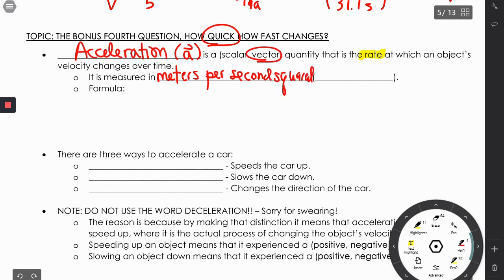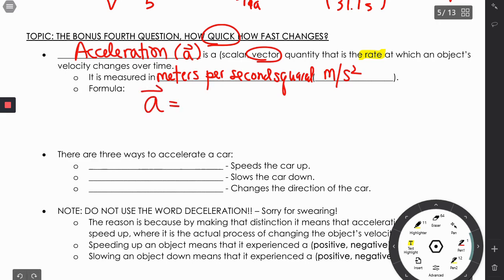All right, and what that means is that for every second of travel, they're gaining or losing 1 meter per second. So if I'm being accelerated at 10 meters per second squared, that means I'm gaining 10 meters per second for every second. So after 2 seconds, I'm going 20 meters per second. After 3, I'm going 30, and so on.